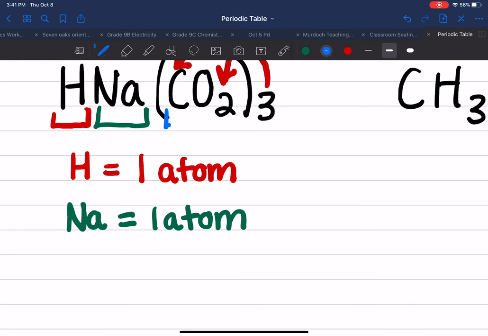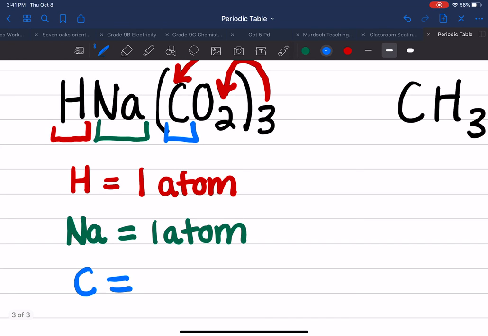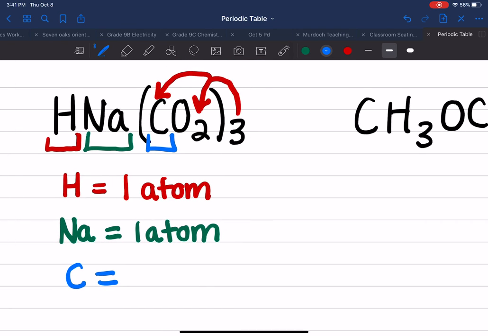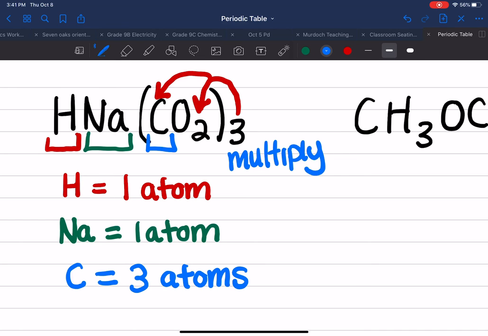We see a capital C, no lowercase, so that means it's just C by itself, and we know that's carbon. So how many carbon atoms are there in this molecule? Well, look at the 3 here. The C is in the bracket, so the 3 does apply. So 1 C multiplied, again, multiply is very important, by the 3. So 1 times 3 equals 3 carbon atoms that are present.